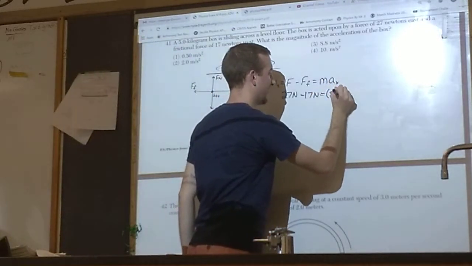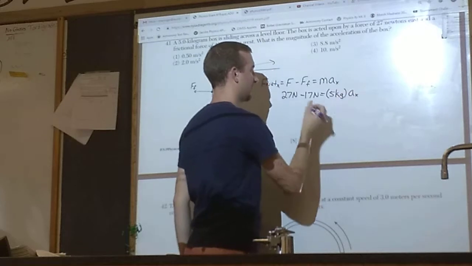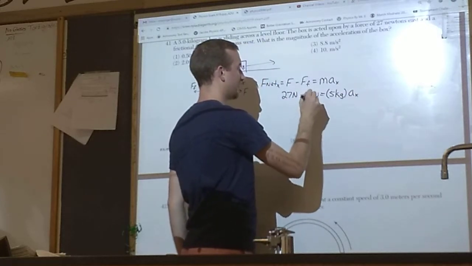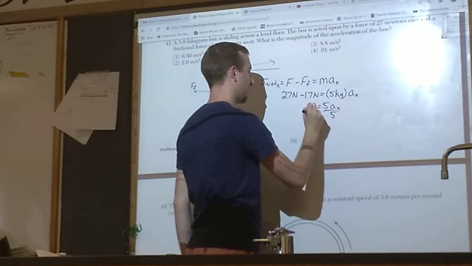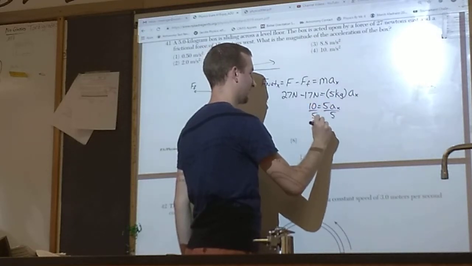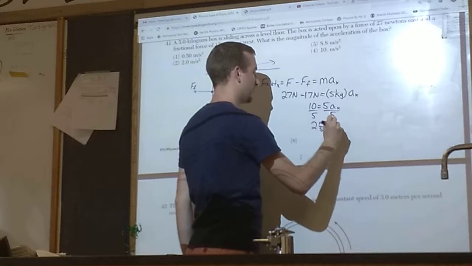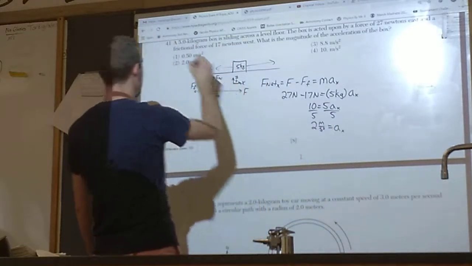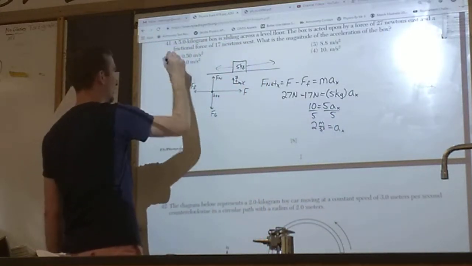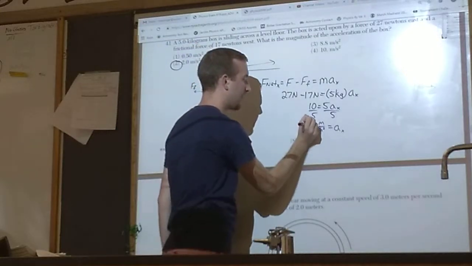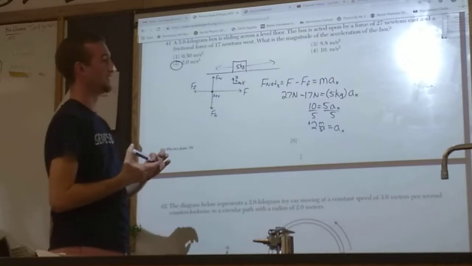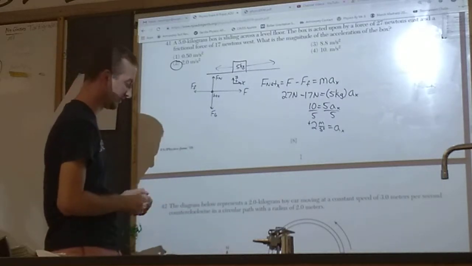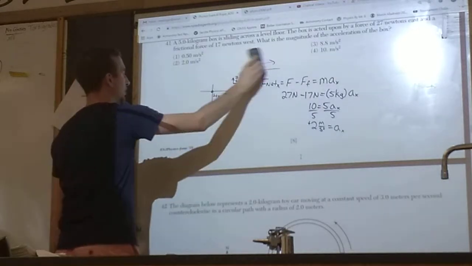The mass is 5 kilograms. Looking for the acceleration. 27 minus 17 is 10, equals 5 ax. Divide both sides by 5. We end up with an acceleration of 2 meters per second squared equals ax. That would be choice number 2. And it is positive, meaning that the acceleration is in the direction of the net force, which means it is in the direction of the biggest force. There's 41.